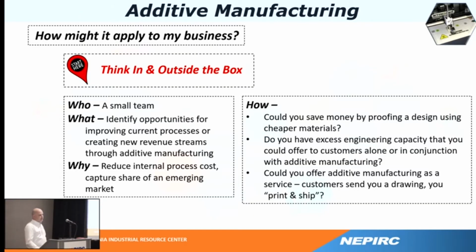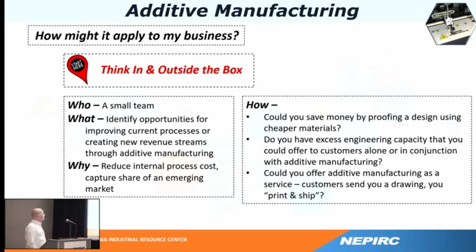Again, we're back to who can help, who can benefit from this. Small teams identify opportunities for improving current processes or creating new revenue streams. I could never make that product before, but now I can. That's a potentially new revenue stream. Reduce internal process costs, capture share of an emerging market. If you can make a product no one else can because you have 3D printing, be it metal or plastic, you're going to benefit from it.